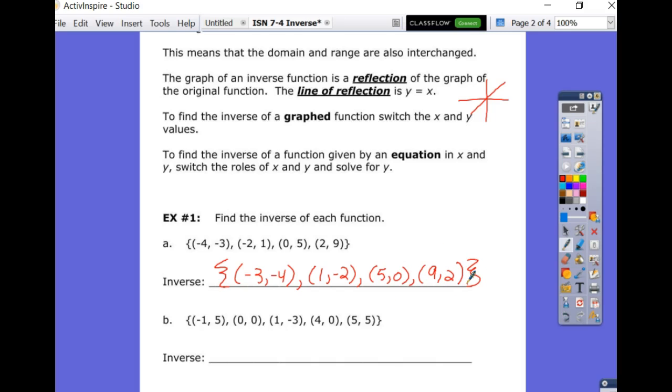Don't hurt yourself doing this, but we just switch the order. So this is the inverse set of the ordered pairs of this. You do the same thing on the next one. And notice, even though the 5 and 5 is the same thing, you still have to include it in your set, because that would be the reverse. It would be the same number, and it still has to get included in the set.